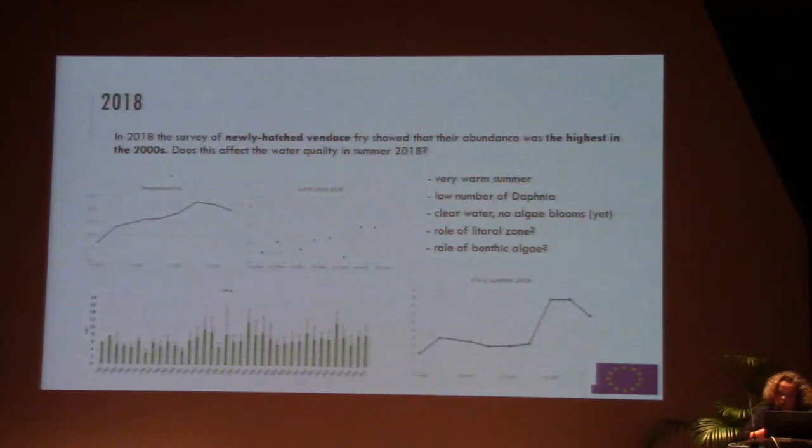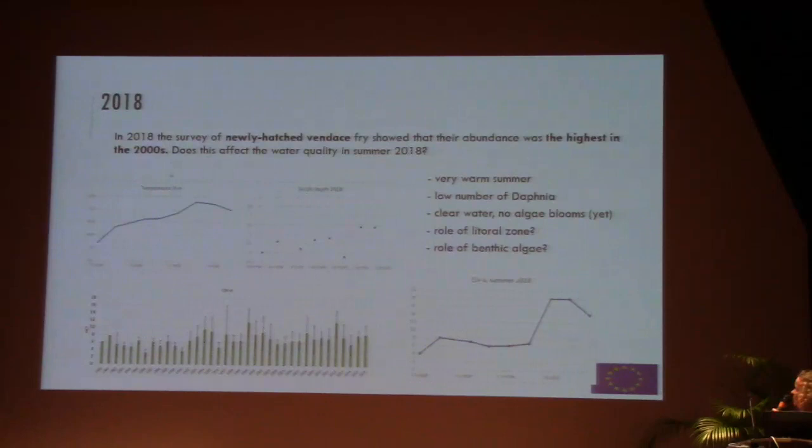So just quickly, now this year in spring we studied the number of newly hatched vendace fry, and it was the highest during the 2000s. And how was the water quality? Well, it was a very special summer. It was the warmest ever. Very warm water temperature, low number of daphnia again, but it was clear water. So the food chain, as we think, was not really working. There were no algae blooms, at least not yet.